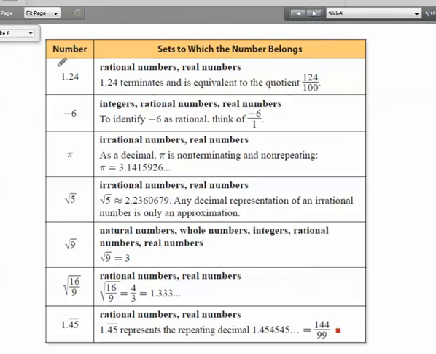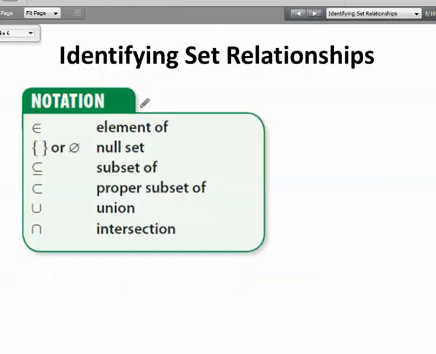Okay, so here I've given you specific examples of each individual type of number. Now remember that you can pause this at any time to write these down if you wish. Okay, so let's talk about what we're going to do with all these numbers.